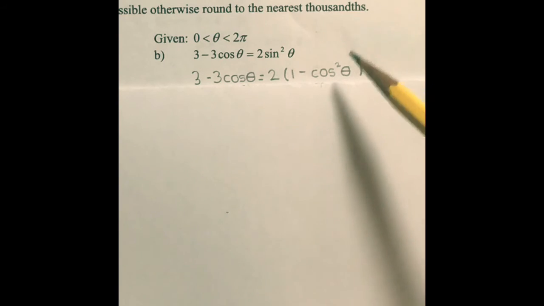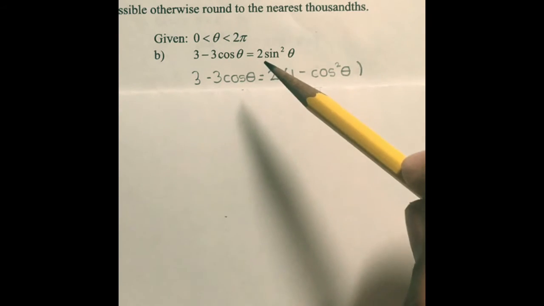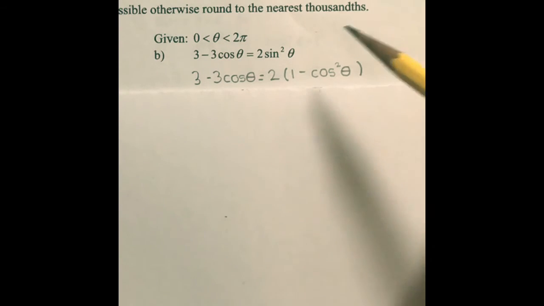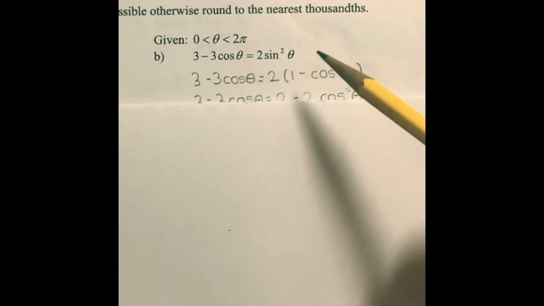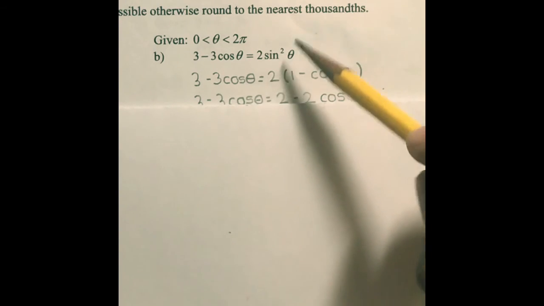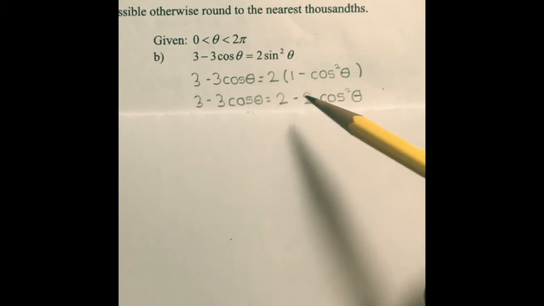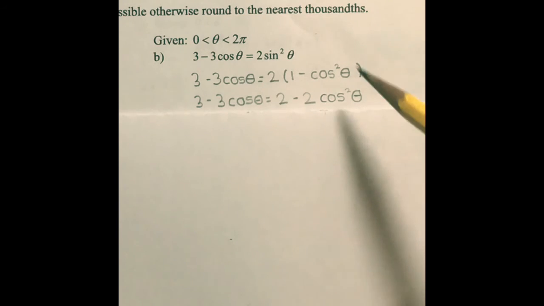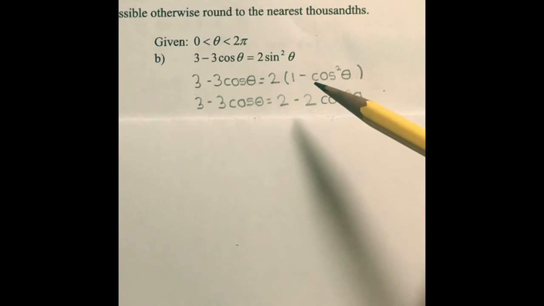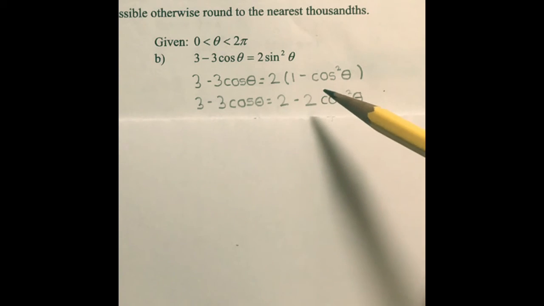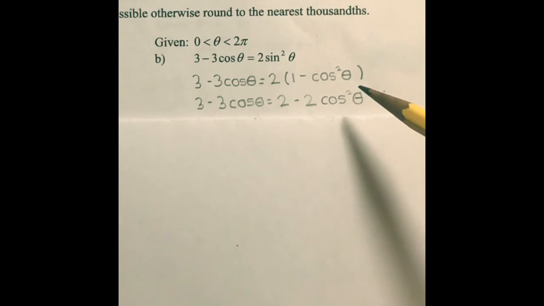So, we change that, and so we now have 3 minus 3 cosine theta equals 2 times, in parentheses, 1 minus cosine squared theta. So now, we have it changed. We have to distribute this 2 right here. So we distribute it, and we have 2 minus 2 cosine squared theta. Now, the equation is 3 minus 3 cosine theta equals 2 minus 2 cosine squared theta.